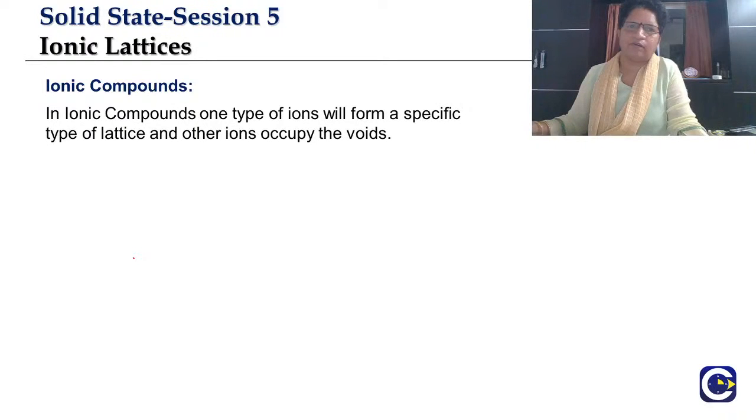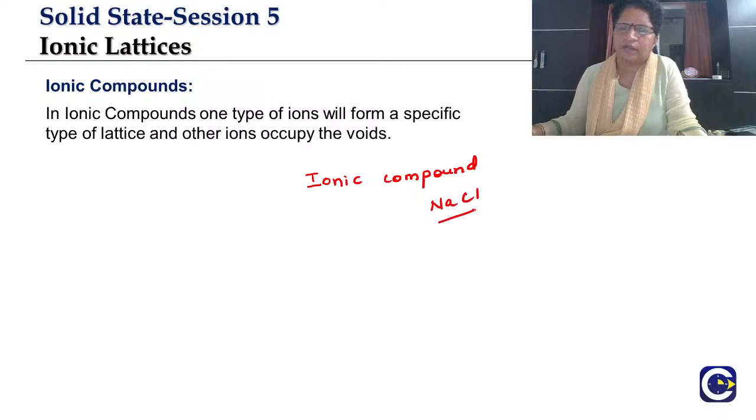But if we go for an ionic compound, like let me say sodium chloride, either the lattice points or the voids will be occupied. If sodium ions form the close packed structure, the voids will be occupied by chloride. Or if chloride forms the close packed structure, sodium ions will occupy the voids. Generally, the voids are occupied by the smaller ion, because when we take a cation and an anion, the smaller ion generally occupies the voids.